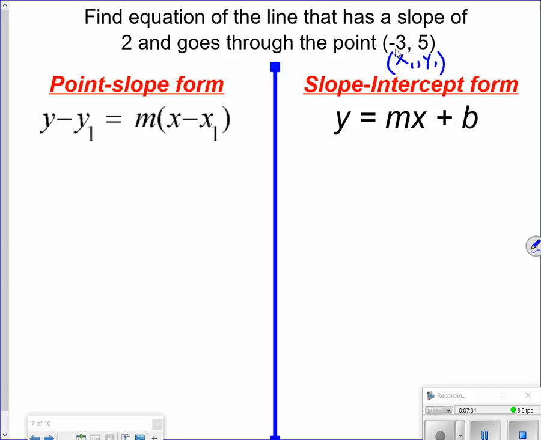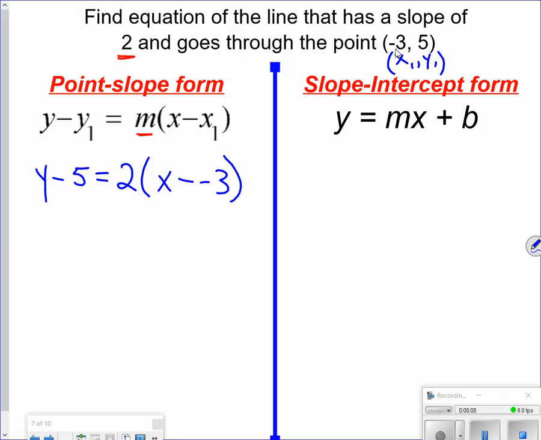Here we have a y. Here we have y1. So we're going to plug in y minus our y1, which is 5, equals our slope of m, which is 2, because they tell us that. So we're going to plug in our 2, keep the parentheses, x minus now our x1, which is a negative 3. So notice you leave the x and y there because when you are finding an equation of the line, you want to end up in that slope-intercept form of y equals mx plus b.